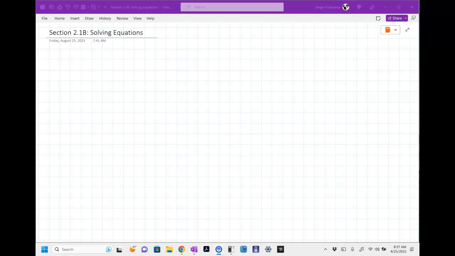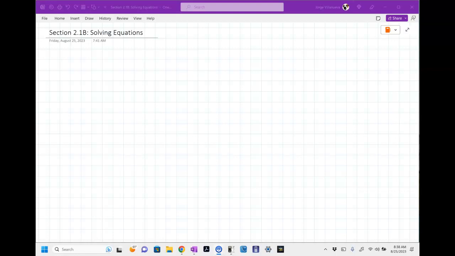Okay, so section 2.1b, this is on solving equations. It could be solving equations with one variable in the equation, but most of the ones that we want you guys to practice are the equations with two variables. Sometimes they might be on the same side of the equation, sometimes on opposite sides. So it can be on the left and the right side of the equal sign, or maybe they're both on the left side, maybe they're both on the right side. So that's kind of what they want you guys to practice.